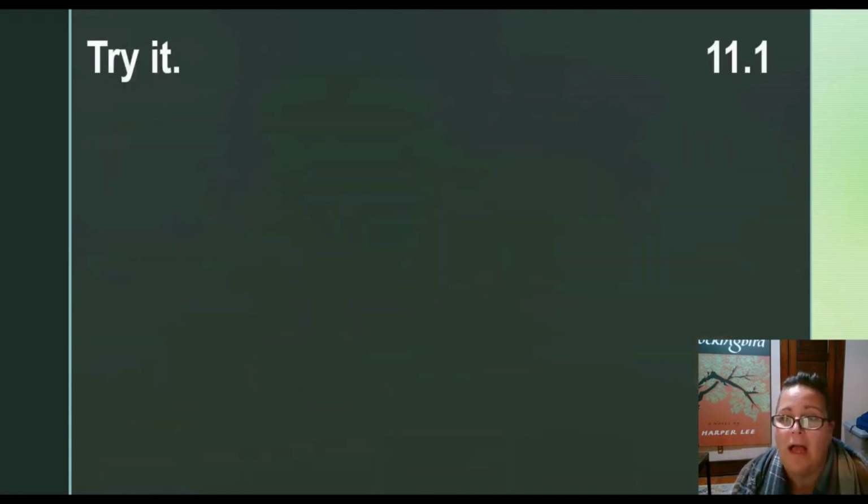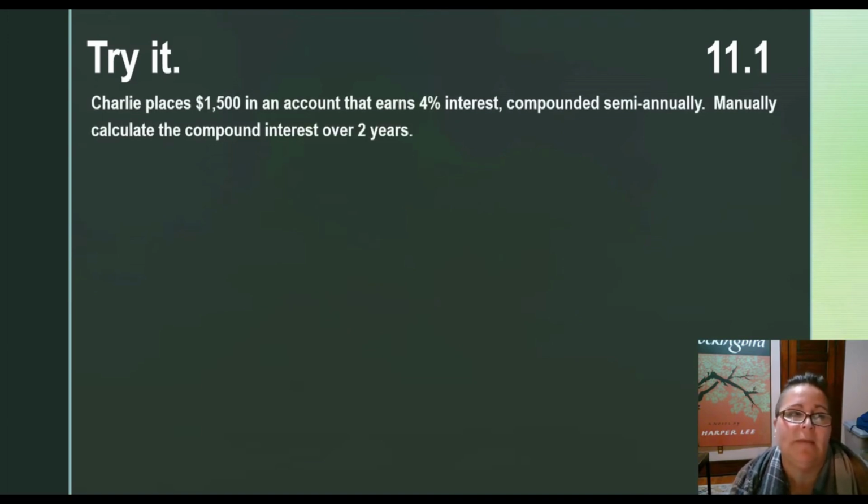So let's try one problem that we're going to do manually. Charlie places $1,500 in an account that earns 4% interest. We're going to compound it semi-annually. That's 2 times a year. We want to manually calculate the compounded interest over 2 years. So what happens is every 6 months, because it's twice a year, at regular intervals, we're going to calculate what the interest is, and we're going to put it into the account and add it to the principal.